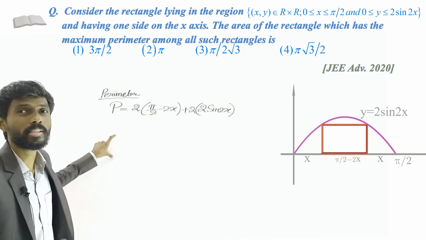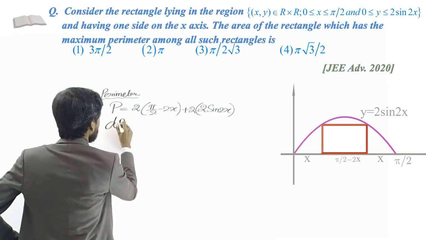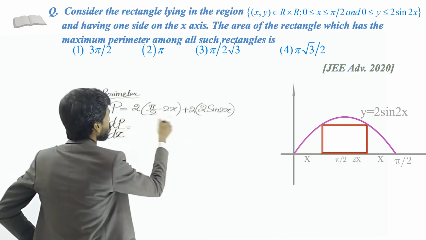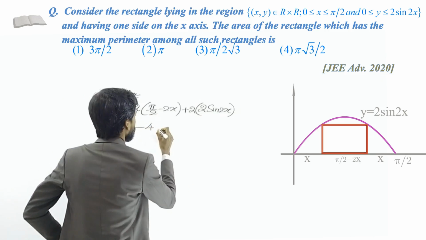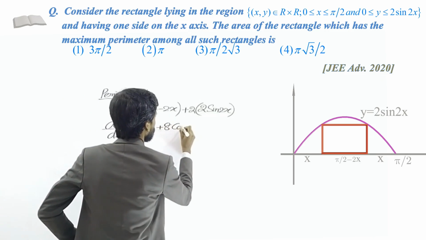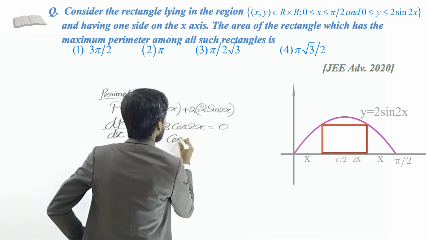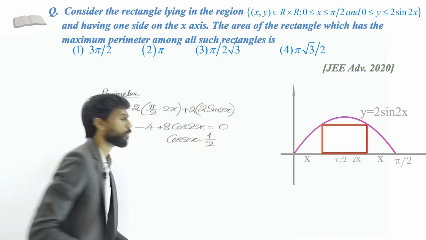Let us find its maximum value by differentiating. So let us find the derivative dP by dx. So this is 0, minus 4 sine 2x, plus 8 cos 2x. Equate that to 0. That will give you the value of cos 2x. So cos 2x equals 1 by 2. So we've got the value of cos 2x.